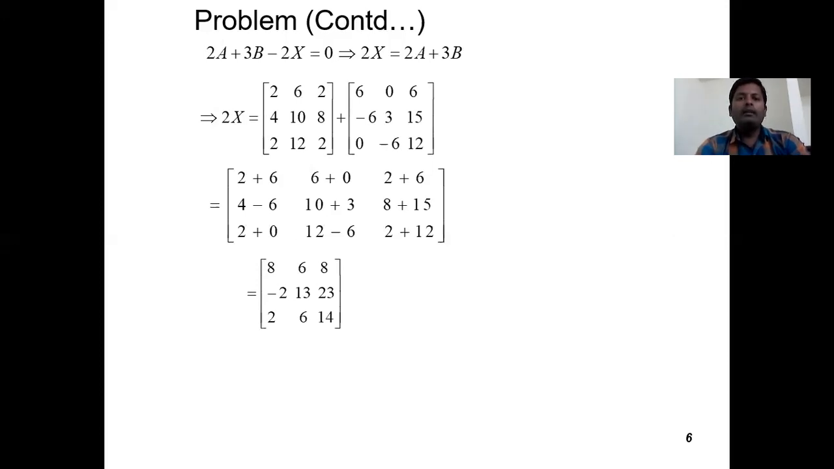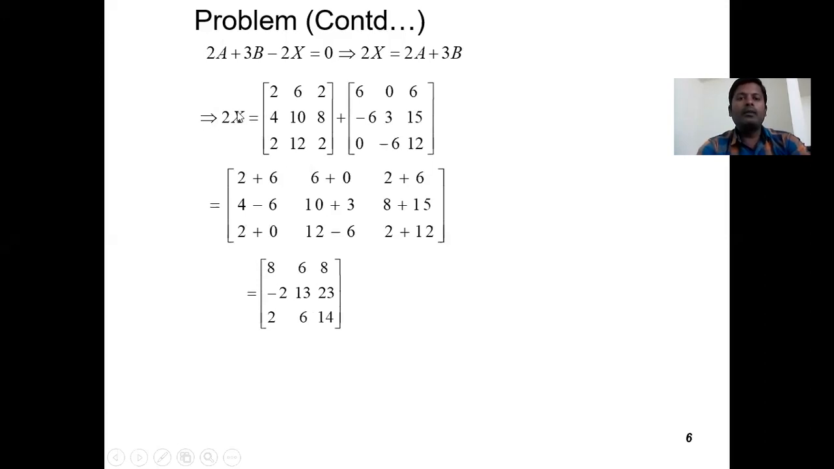Now we have to add the two matrices: 2 plus 6, 6 plus 0, 2 plus 6, 4 minus 6, 10 plus 3, 8 plus 15, 2 plus 0, 12 minus 6, and 2 plus 12. We get the result: [8, 6, 8; -2, 13, 23; 2, 6, 14].